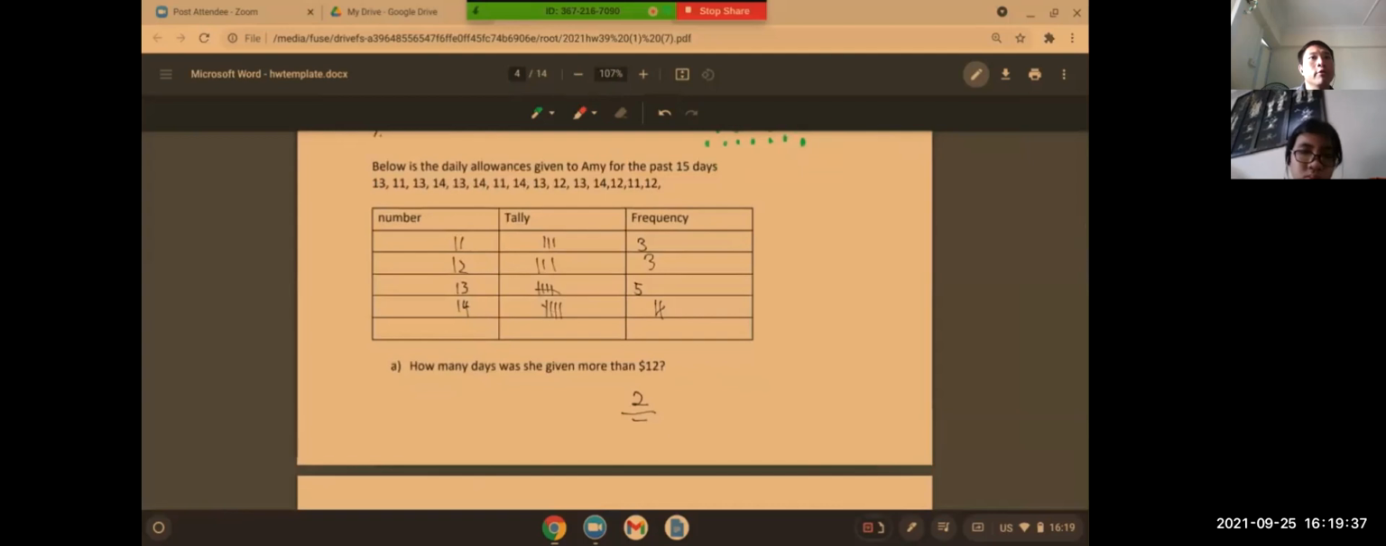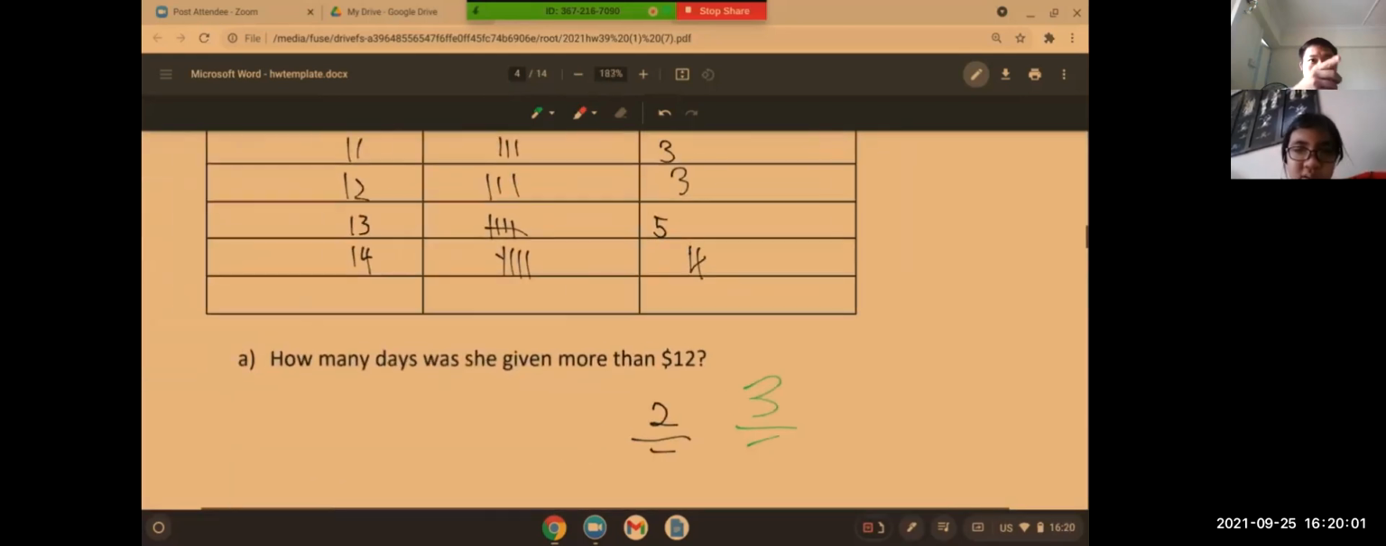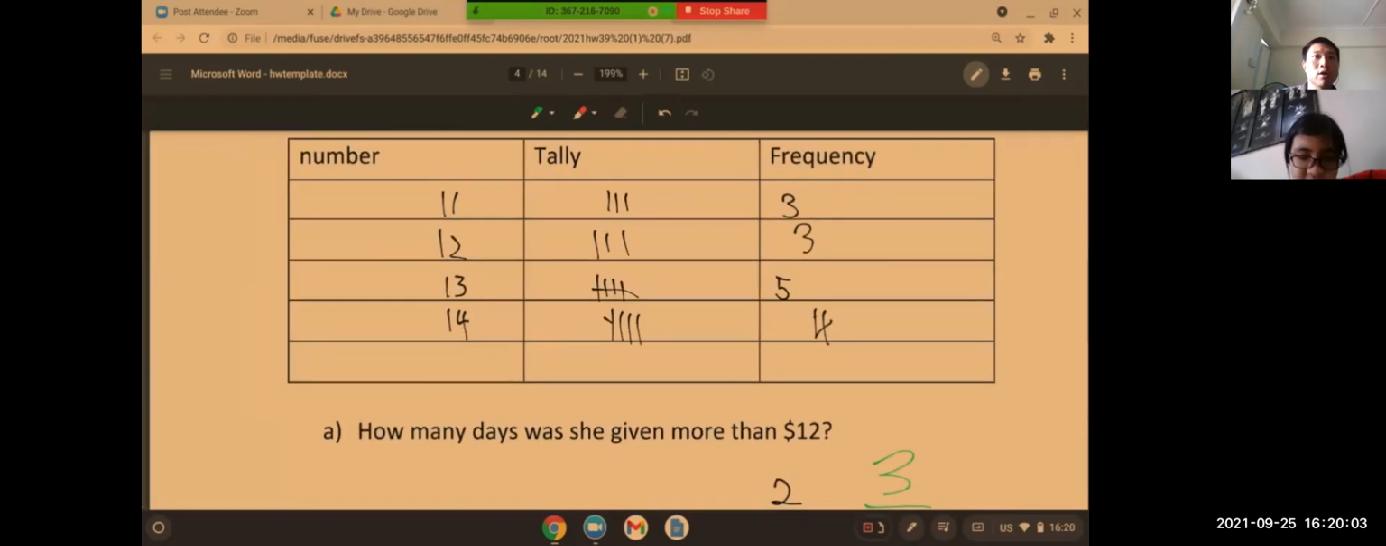Okay, good. So you have 3, then you have 5, then you have 4. Okay, so you have 15 days. Do you add up to 15? Yes. So how many days was she given more than 12? More than 12是多少？More than 12 is 2 days only. Eh? You want to circle or not? No, no, no. You circle more than 12. Wait. Below.